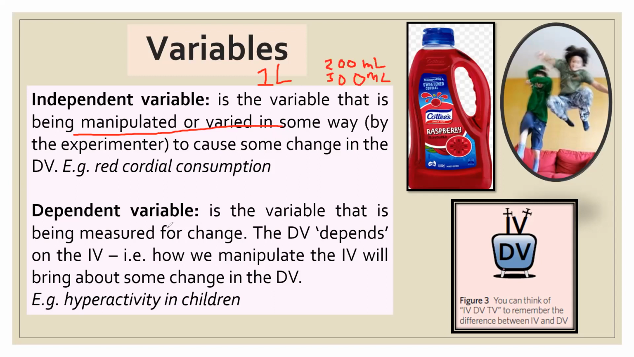The dependent variable is the variable we're measuring for change. So when this red cordial goes into the systems of these kids and they drink it up, what then happens to their behavior? I'm measuring their behavior to see if there's a change. In this specific example, the change will be how hyperactive they become or whether their behavior changes at all. We know that we don't expect every IV to cause a change in the DV. Sometimes our hypotheses are not supported. Even though we make a prediction, sometimes the results, the dependent variable, don't actually show any change at all.